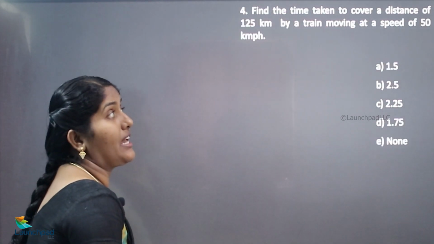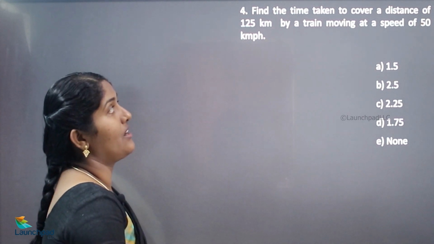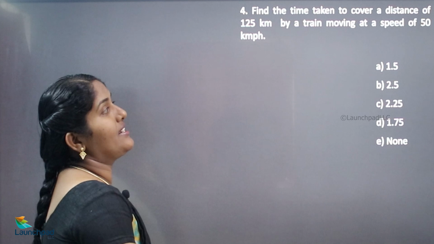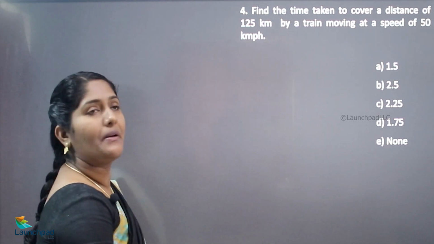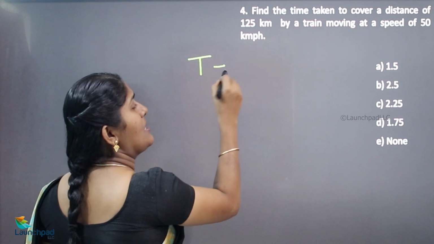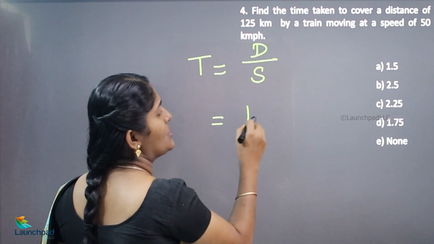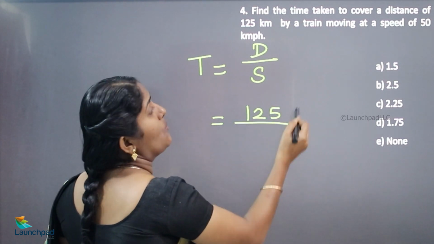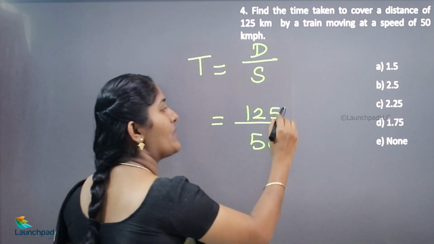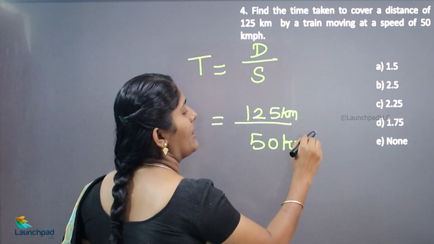Find the time taken to cover a distance of 125 km by a train moving at a speed of 50 km per hour. So here we need to calculate the time. Time is equal to distance divided by speed. What is your distance here? 125 km. And what is your speed here? 50. There is no problem in this question because the speed is available in kilometer per hour.